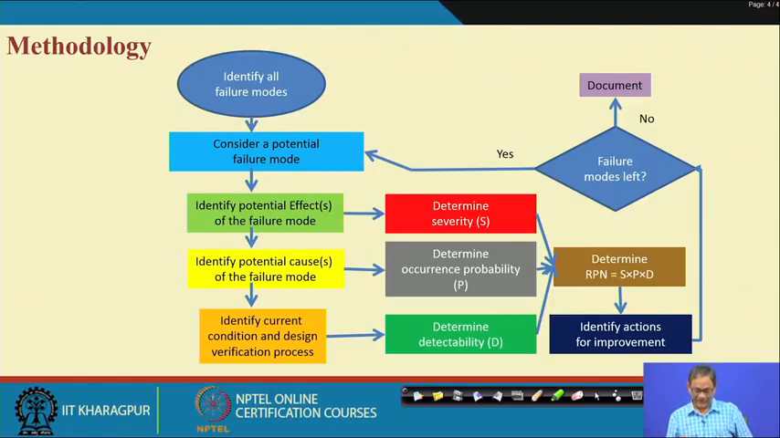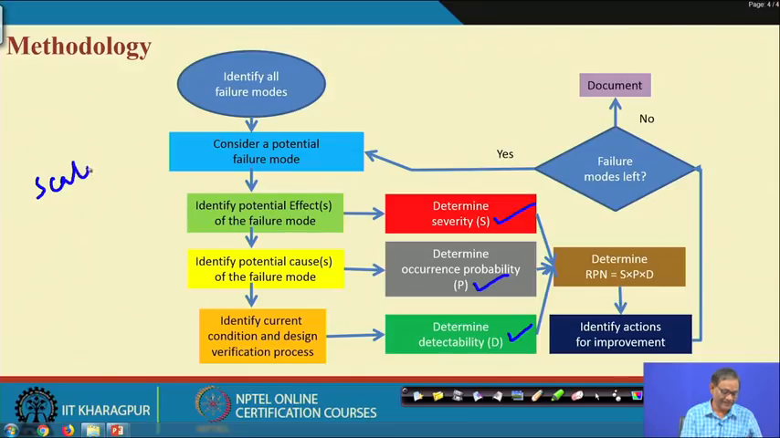The methodology part I discussed in the last class, but today our primary focus is how to find out the severity, probability and detectability, and the calculation of RPN. So, what is required? You require some scale, a scale for measurement.